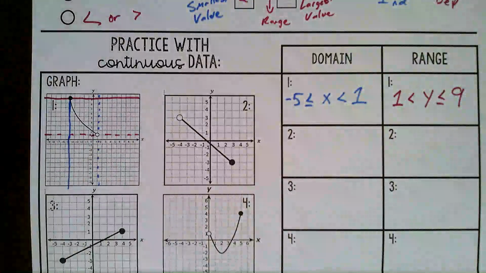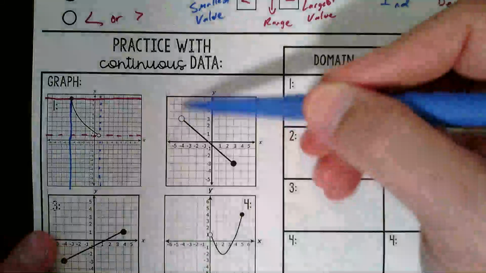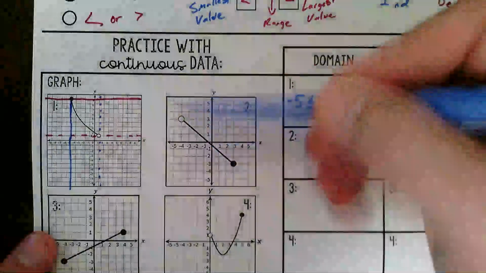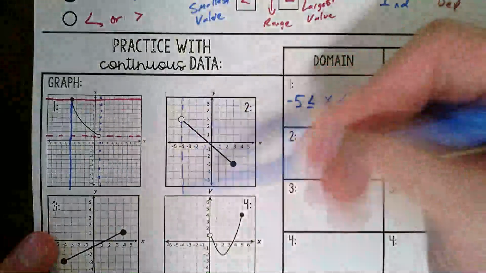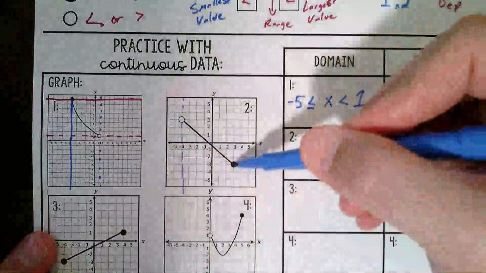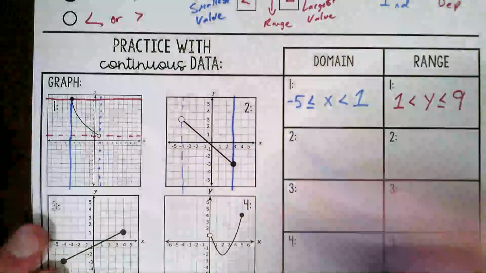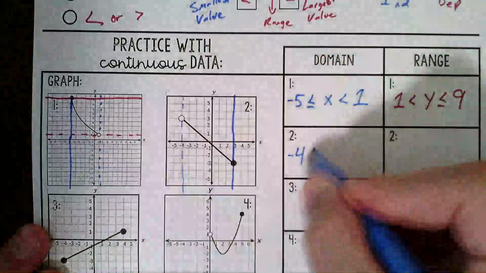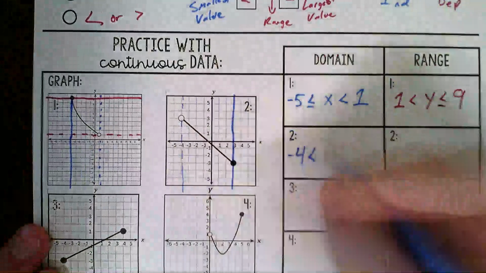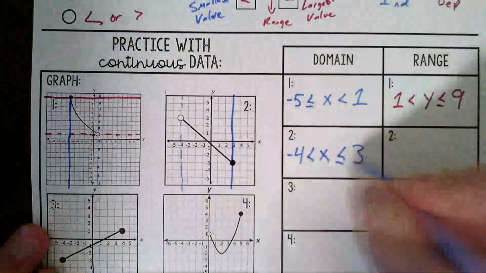So I'm looking at problem number 2. For my domain, right over here, this is the farthest that the graph goes to the left, and I'm going to make a dotted line because that's an open circle. Right here, this is the farthest it goes to the right, so I'm going to make a solid line because that is a closed circle. My smallest x value is -4, less than, because it's a dotted line. My largest x value is 3, and it's included because it's a solid line.